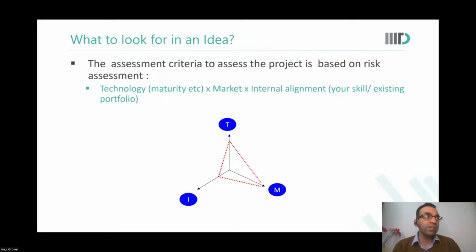So the first way to look at it is we do a benchmarking. The second way to help you zero in on an idea is looking at the technology, its availability, its maturity, whether it's open source or not, if it's proprietary, what it is, how quickly can you rebuild it if it is proprietary, or how quickly can a competition use the same flow and outpace you. So technology is an important parameter. Then market, and then internal alignment.